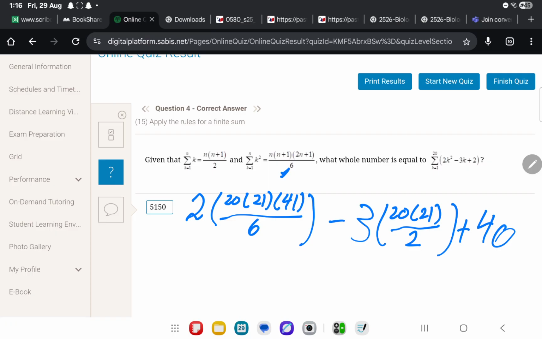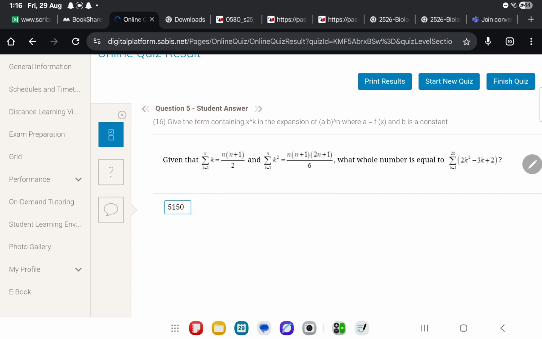So now this can be very easily done on a calculator. So 2 into 20 into 21 into 41 over 6 minus 3 into 20 into 21 over 2 plus 40. 5,150 is my answer. Okay, moving on.